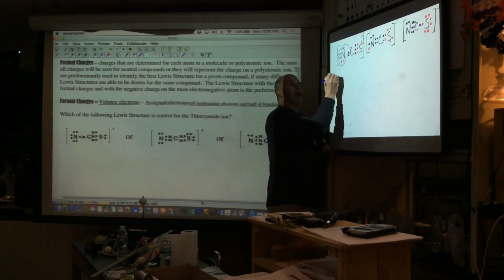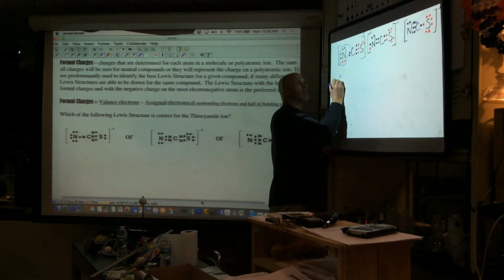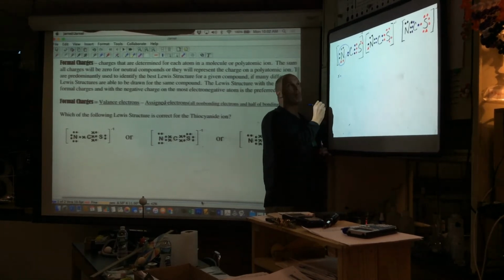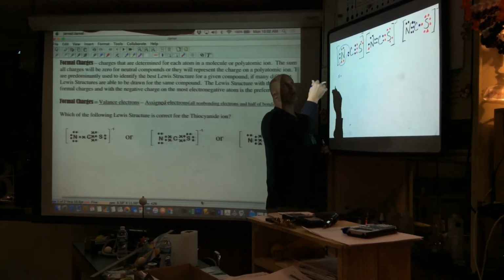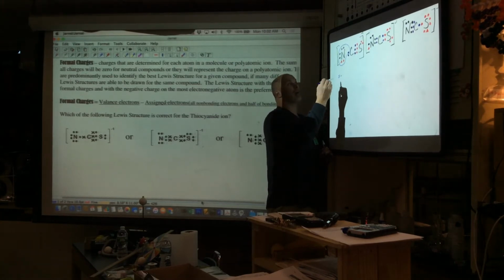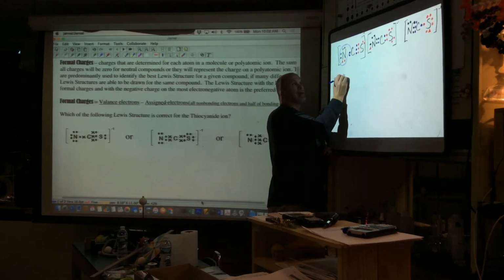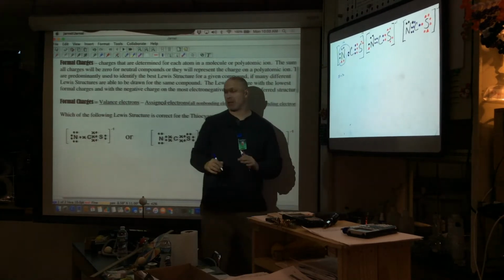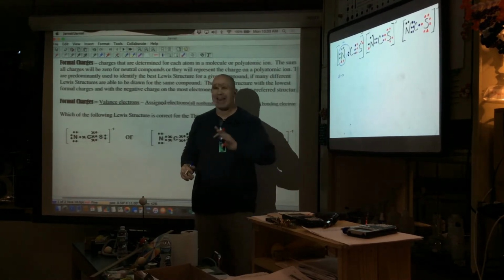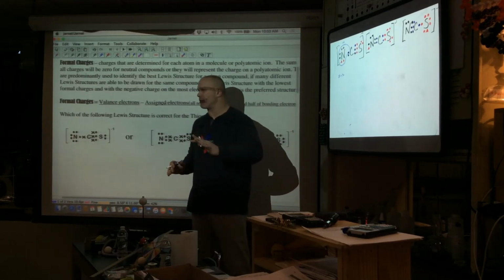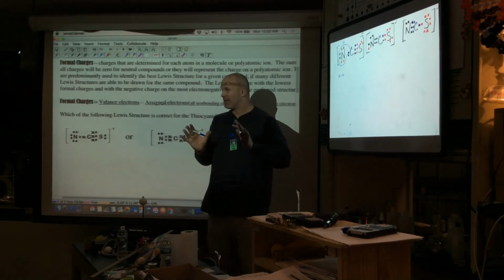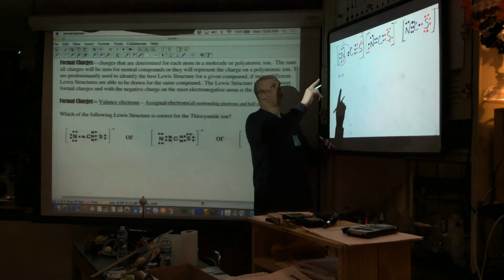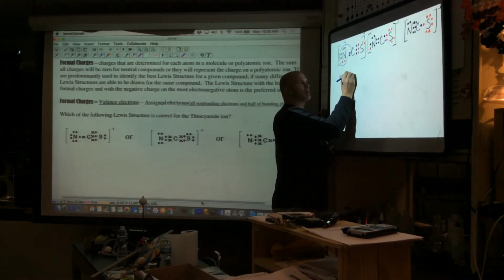And I know that nitrogen has 5 valence electrons minus those assigned, which are all of the lone pairs and half its bonding. So 5 minus 7, and that gives me a negative 2. And I put that there. The negative 2 is a bad number. A high negative number or a high positive number tells me that electrons are transferred. That's a red flag.